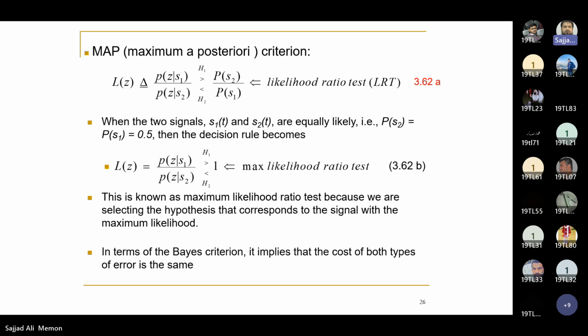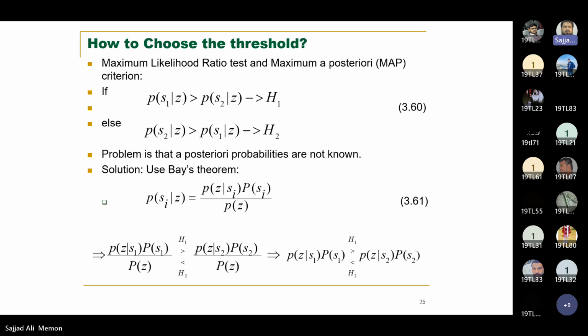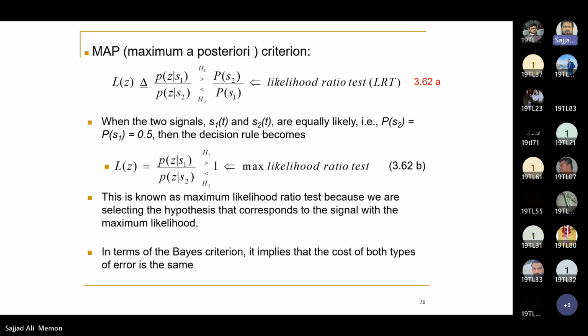Now the likelihood ratio test: simply we rearrange the equations. P of S1 and P of S2 will be on one side, and the conditional probabilities P of Z given S1 and P of Z given S2 will be on the other side. However, the probability of S2 and probability of S1 are the same, because there are only two possibilities and their prior probabilities are equal to 0.5. So we can cancel them out and we have 1.